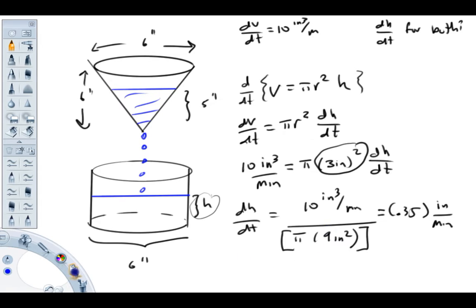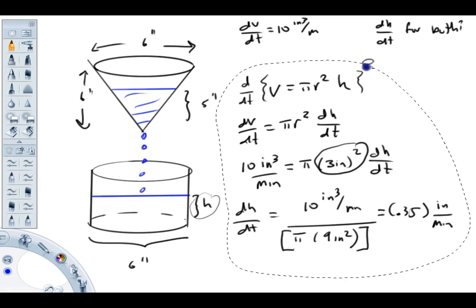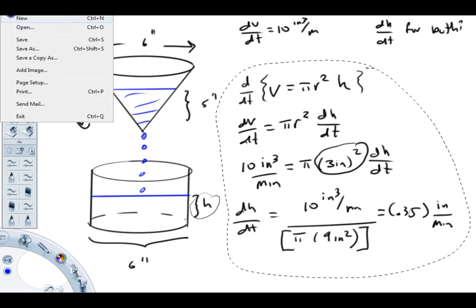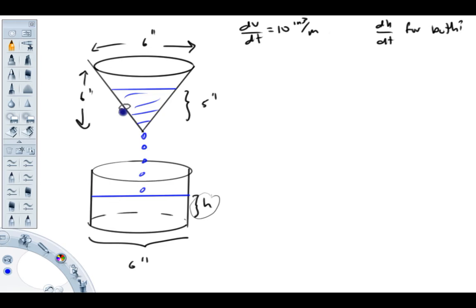I'm going to get rid of some of this other work that I did. Didn't mean to get rid of all of it, just this stuff here. We don't really need this. Now we're going to focus on this. I'm going to put a little coordinate system here, in a different color: x, y.